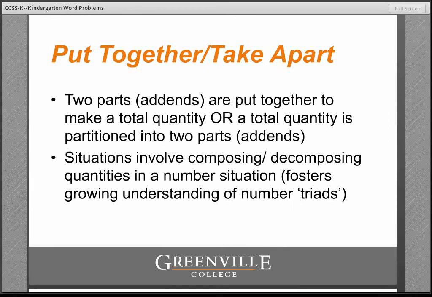Now, we've been focused on action problem types, but now we're shifting to another class of problems that kindergarten children will be working with. In the Common Core, these are called put-together take-apart problems, although you may have heard the alternative term part-whole problems. These problems are non-action. 2 parts are put together to make a total quantity, or a total is partitioned into 2 parts.